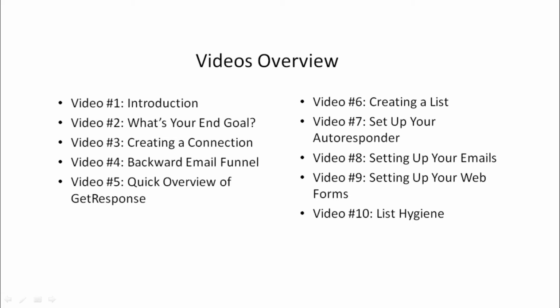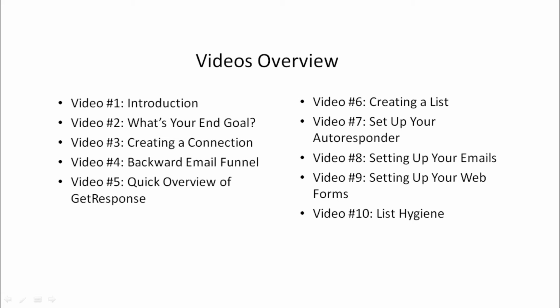Video number 3, we're going to talk about how to create a connection so that you get higher click-through rates and higher open rates. Video number 4, we're going to talk about backward email funnel, which is a strategy that involves creating a high converting email series. Video number 5, we're going to talk about quick overview of GetResponse. I'm going to give you a view of the dashboard and where everything is laid out. And of course, we're going to jump right in from that point and talk about how to create a list.